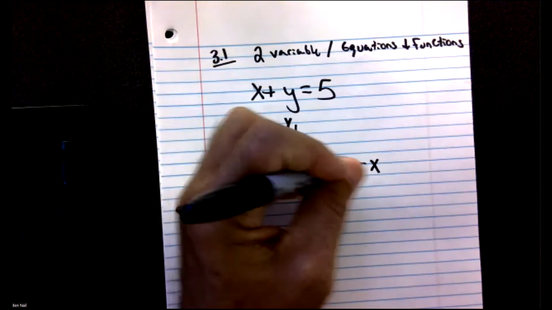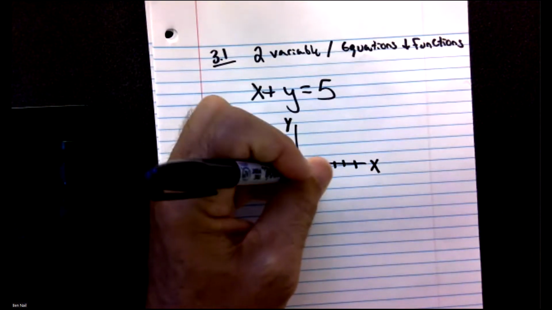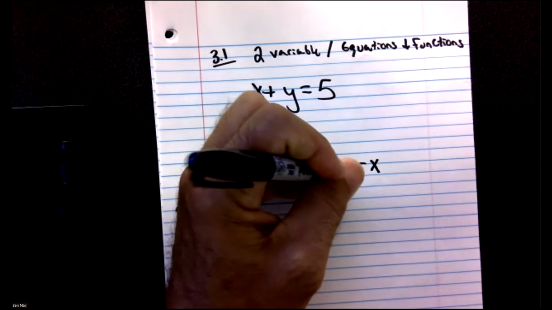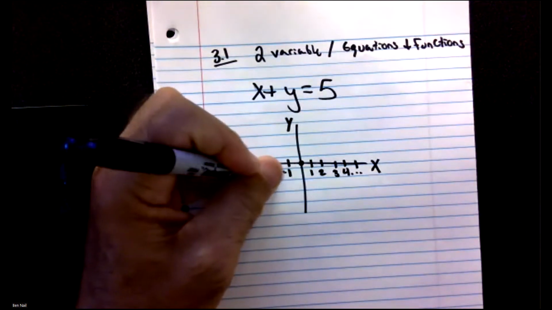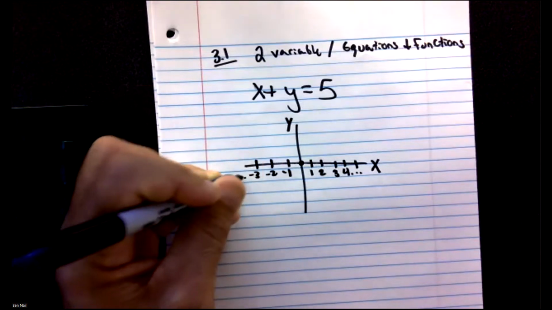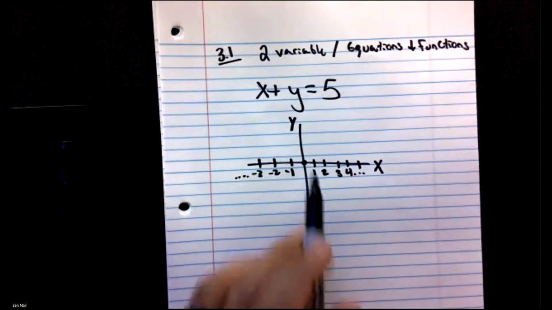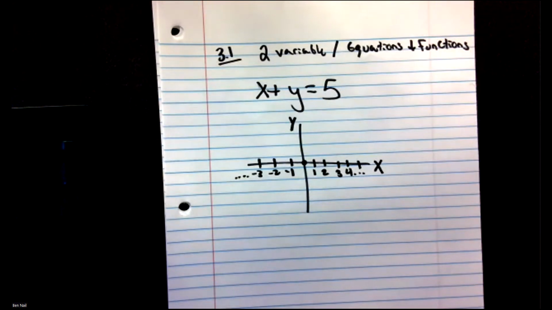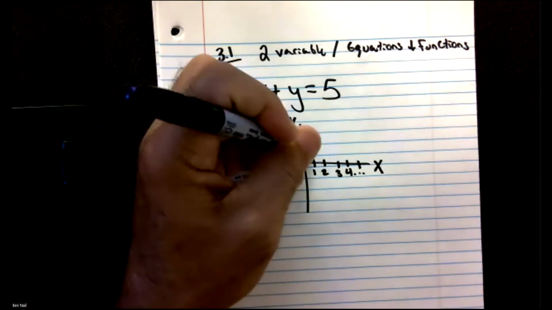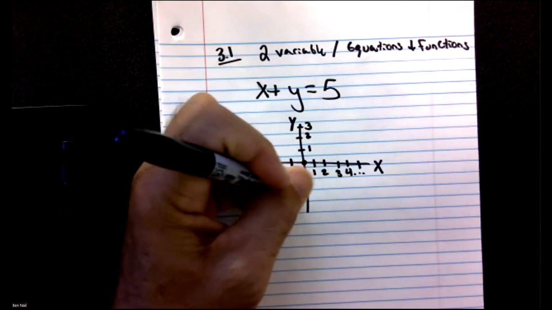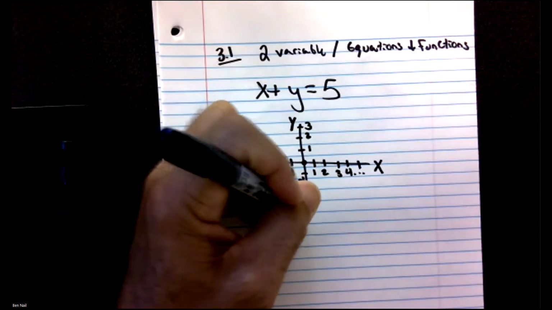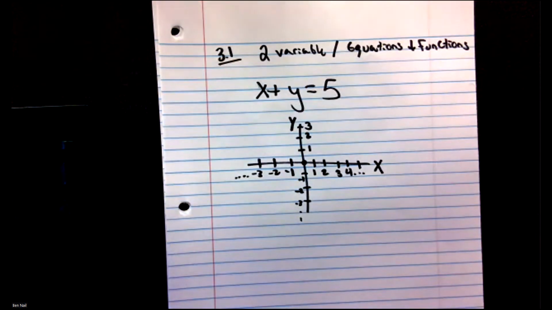Positive values of x go over here to the right. So it'd be like 1, 2, 3, 4. Okay, the negatives go over here to the left, just like a number line. Okay, the smaller it gets, the further left, the bigger it gets, further right. Y is kind of the same thing. The positives go up, negatives go down. And those axes extend forever in both directions.